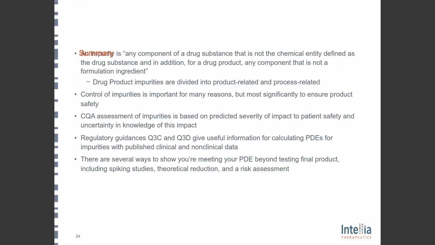Okay, and just in summary, an impurity is any component of a drug substance that is not a chemical entity defined as the drug substance, and for a drug product, any component that's not a formulation ingredient. So basically anything within your product that you don't want or that isn't necessarily causing the efficacy of your drug product. You'll divide those into product-related and process-related. We talked about process-related here. Control of impurities is important for many reasons, but really safety is our number one reason, and you want to keep that in mind throughout any assessment of your drug product impurities.